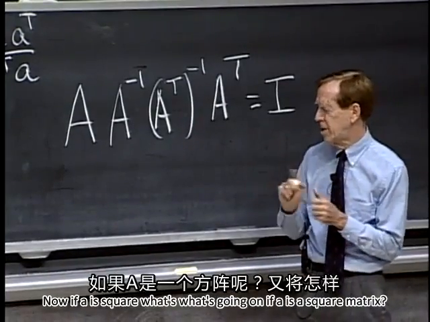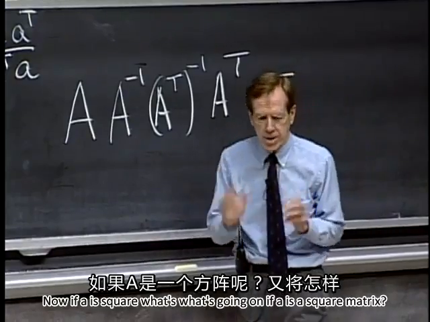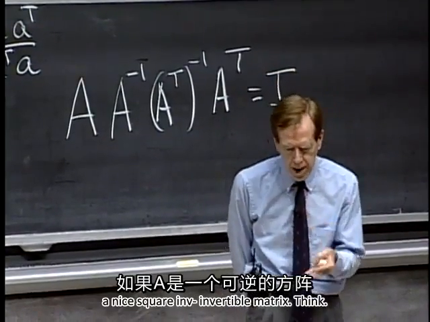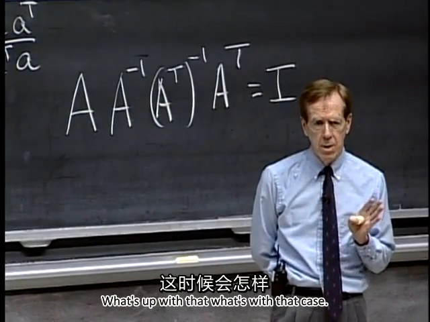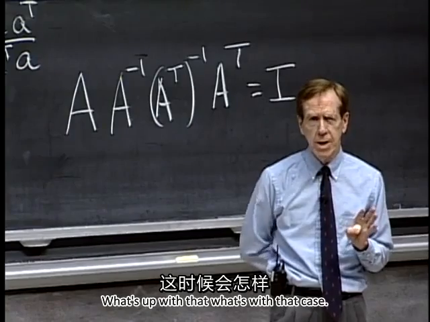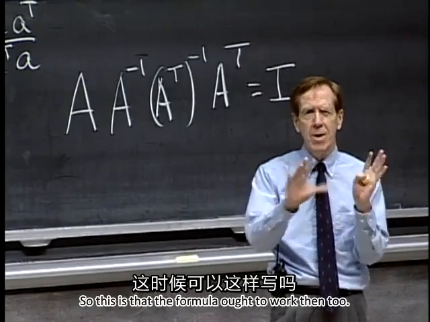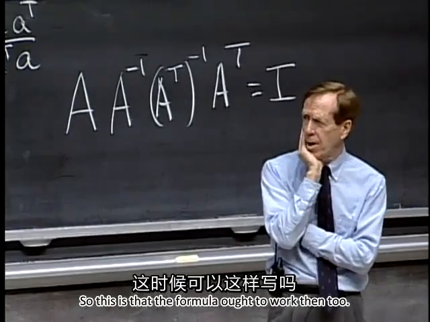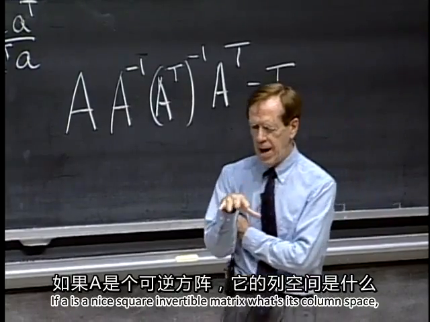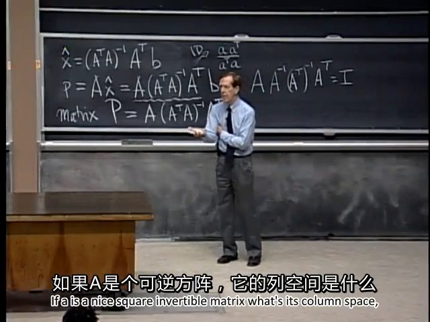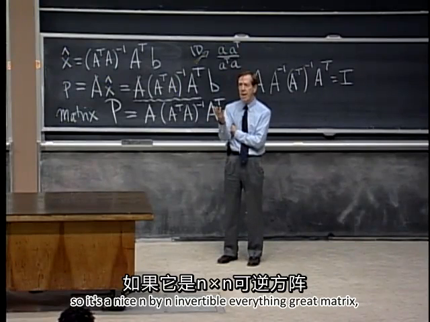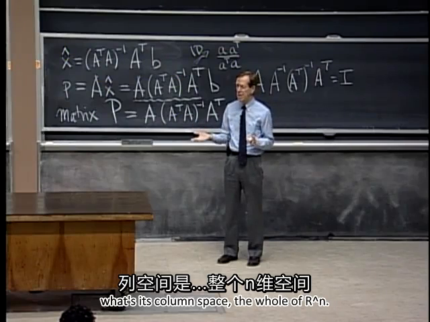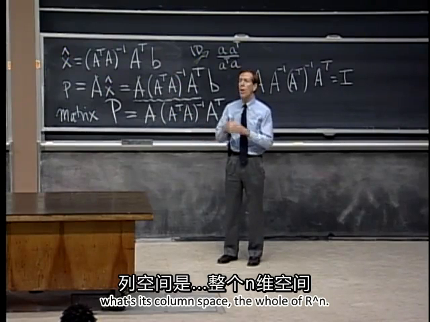Now, what's going on if A is a square matrix, a nice square invertible matrix? The formula ought to work then too. If A is a nice n by n invertible, everything great matrix, what's its column space? The whole of Rn.